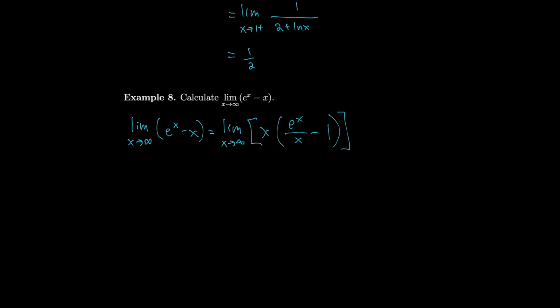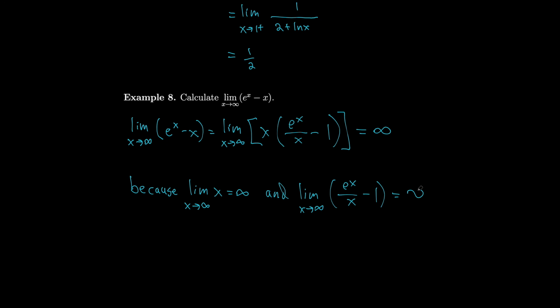So this limit would be the limit of e to the x as x goes to infinity. So this goes to infinity, and this goes to infinity. So this becomes something like infinity times infinity, which, as we said, is really, really big. So this goes to infinity, because the limit of x is infinity, and the limit of e to the x over x minus 1 is infinity by L'Hopital.